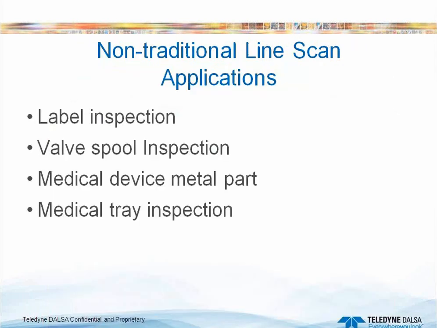Now, non-traditional line scan applications. We're going to look at 4 different examples. These are applications that we have done with line scan, and we decided to use line scan because of the multiple requirements that we looked at before. We're going to look at a label inspection, a valve pull inspection, and a medical device. It's actually a metal part of a medical device, and a medical tray inspection.